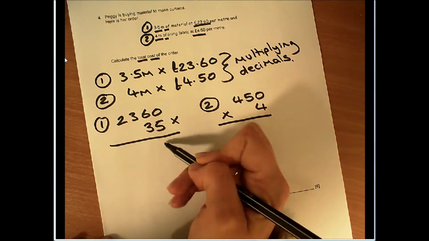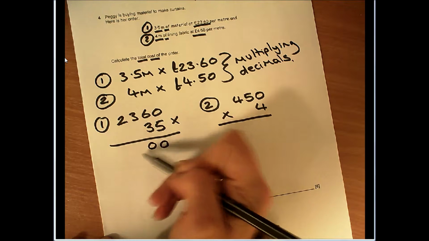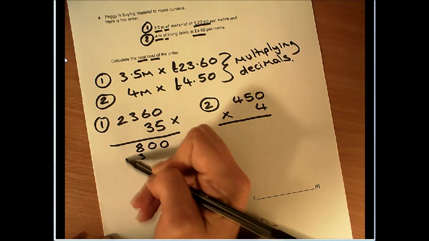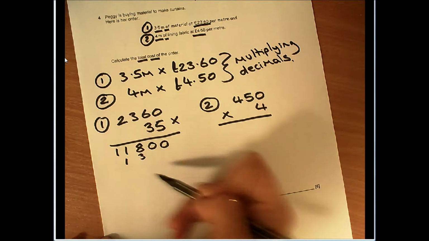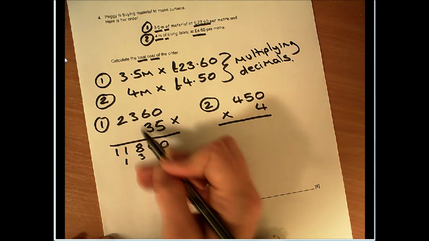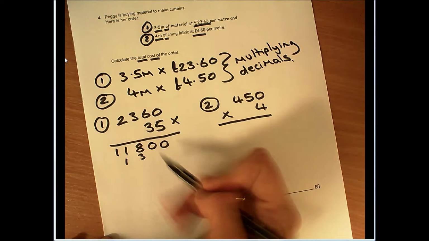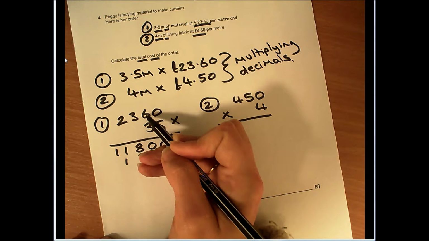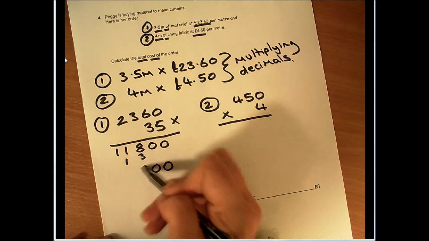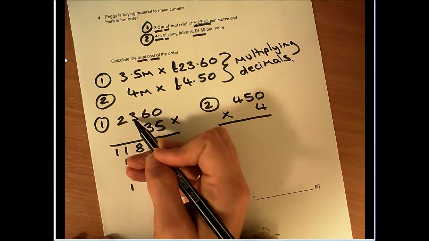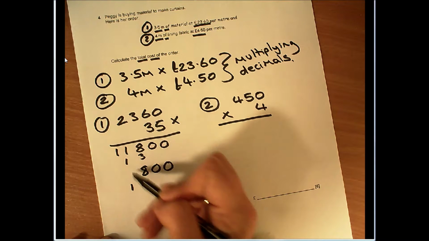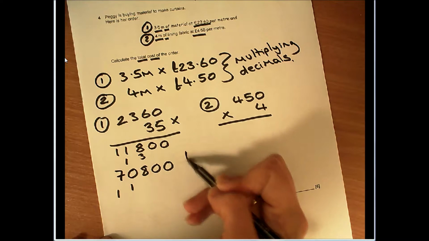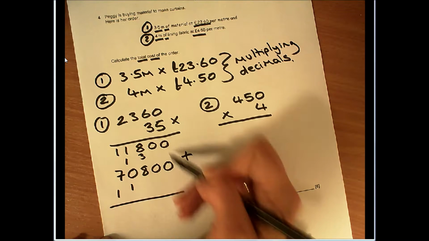So now just be careful that you don't make any mistakes with your arithmetic. So 5 times 0 is 0, 5 times 6 is 30, 3 times 5 is 15, add on the 3 to get 18, 2 times 5 is 10, add the 1 to get 11. Now I'm going to times by the 3, so I'm putting a 0 in. 3 times 0 is 0, 3 times 6 is 18, 3 times 3 is 9, carry the 1, means I've got 10, and 3 times 2 is 6, add the 1 is 7.